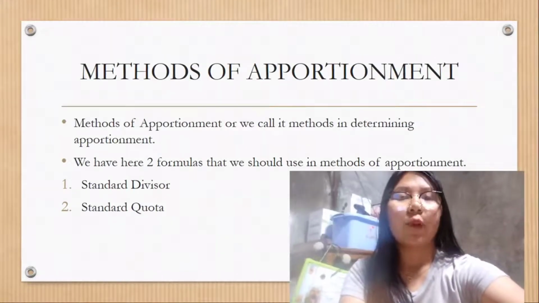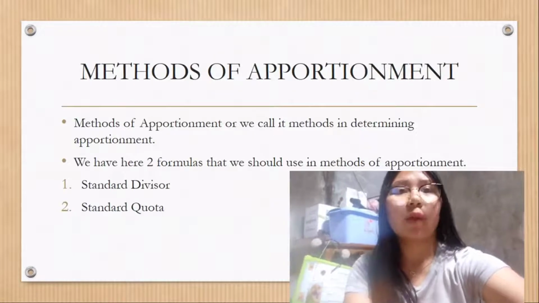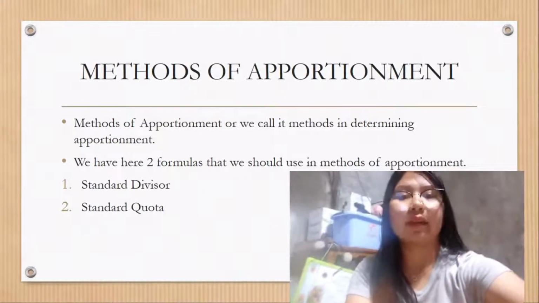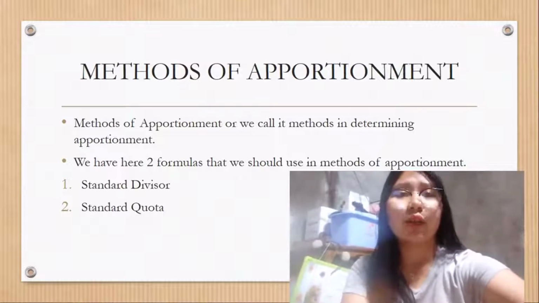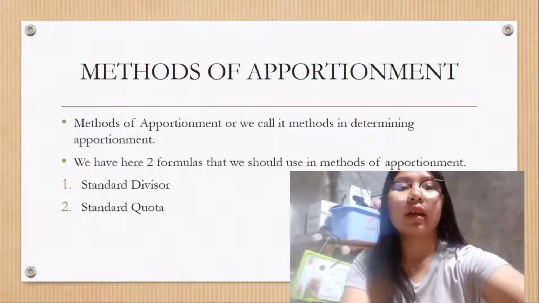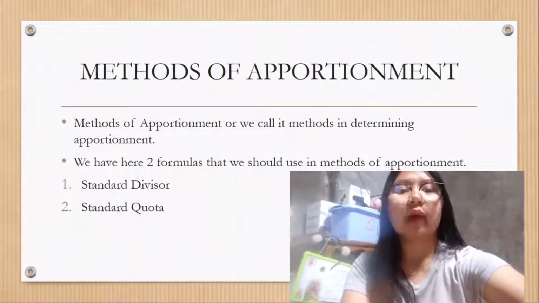There are 4 methods of apportionment. But before we go on, these methods of apportionment can also be called methods of determining apportionment. We have here 2 formulas that we should use in the methods of apportionment. The first is the standard divisor, and the second is the standard quota.